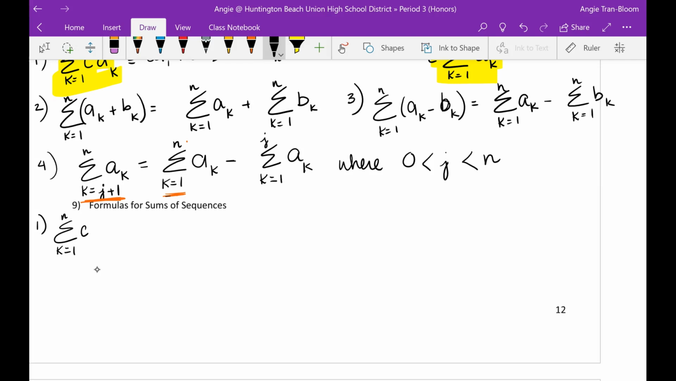If you just have c, then what happens if you just have c and you want to add up all the c's? But just really what that means is c plus c plus c dot dot dot plus c.